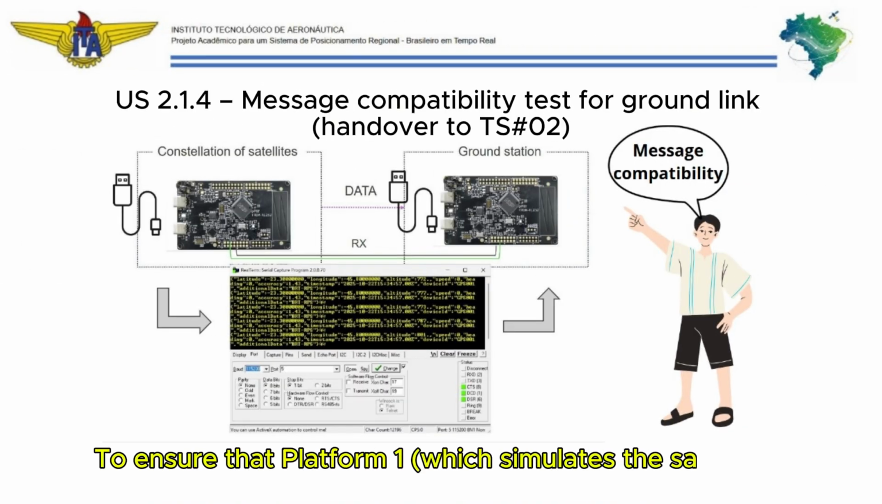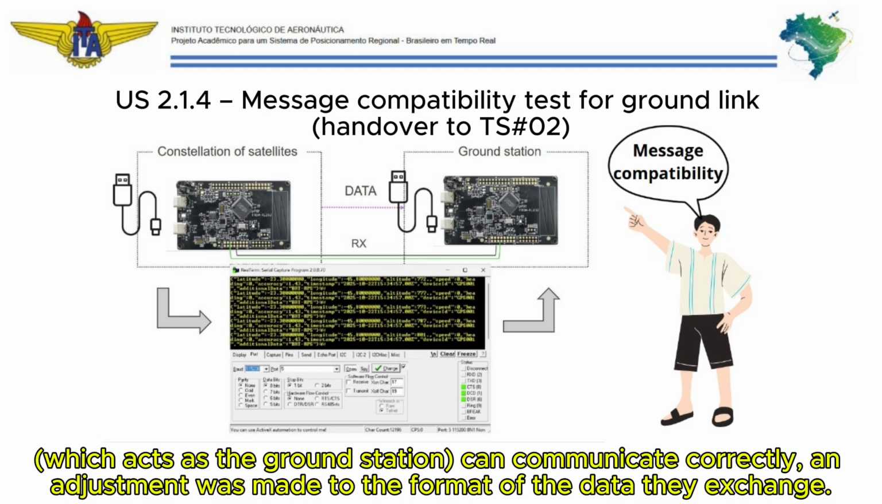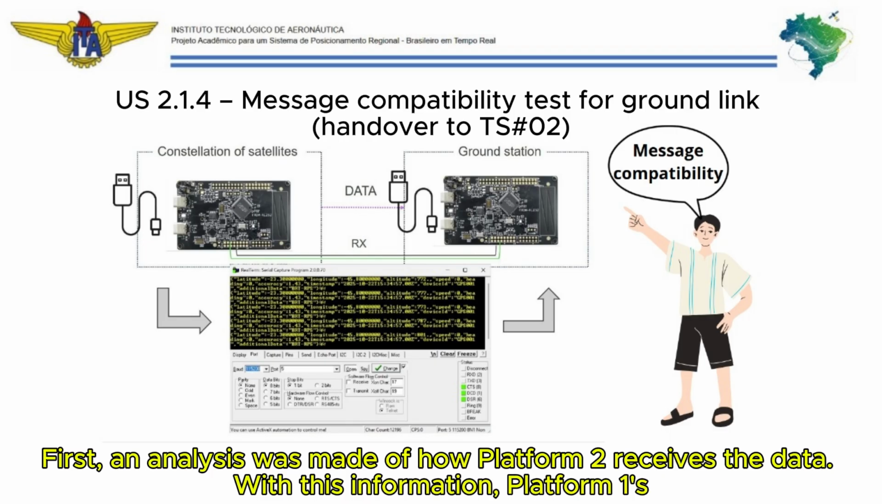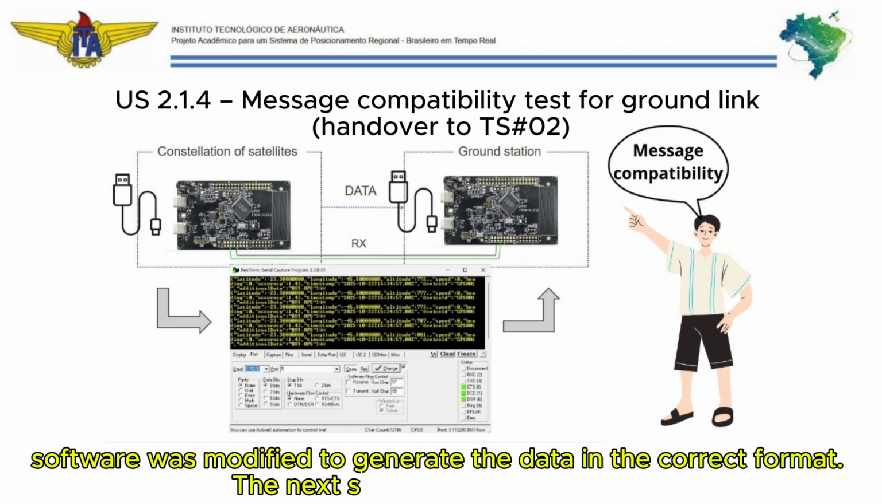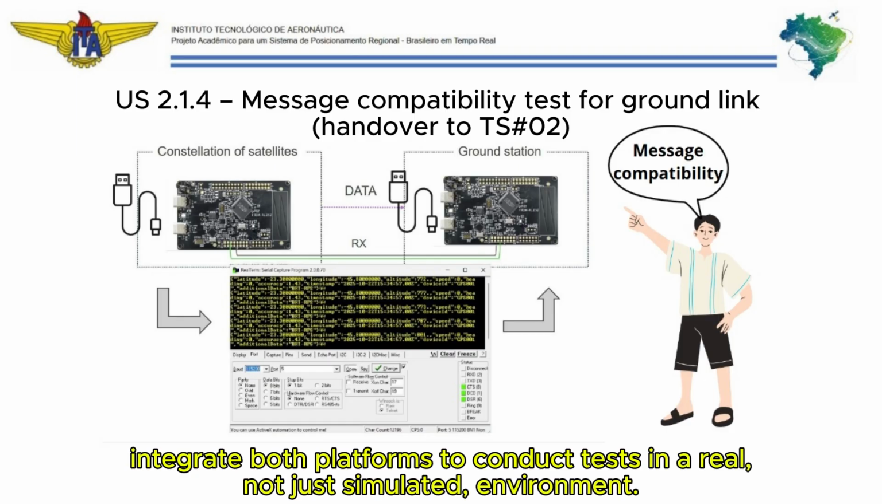To ensure that Platform 1, which simulates the satellites, and Platform 2, which acts as the ground station, can communicate correctly, an adjustment was made to the format of the data they exchange. First, an analysis was made of how Platform 2 receives the data. With this information, Platform 1 software was modified to generate the data in the correct format. The next step will be to physically integrate both platforms to conduct tests in a real, not just simulated, environment.